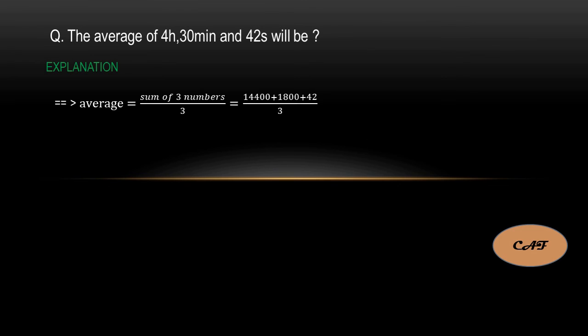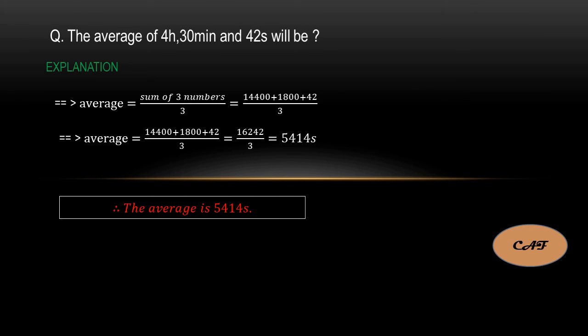Okay. So average is equal to sum of 3 numbers divided by 3 is equal to 4 hours, means 4 into 60 into 60. You will get 14,400 plus 30 minutes, 30 into 60, 1800 plus 42 seconds divided by 3. So you will get finally average is equal to 5,414 seconds. Therefore the average is 5,414 seconds.